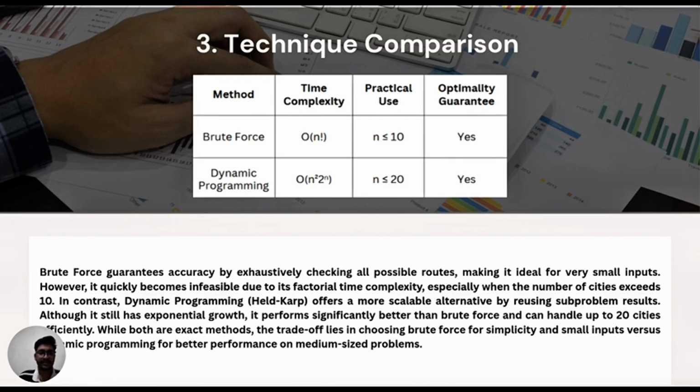Brute force guarantees accuracy by exhaustively checking all possible routes, making it ideal for very small inputs. However, it quickly becomes infeasible due to its factorial time complexity, especially when the number of cities exceeds 10. In contrast, dynamic programming, which is the Held-Karp algorithm, offers a more scalable alternative by reusing sub-problem results. Although it still has exponential growth, it performs significantly better than brute force and can handle up to 20 cities efficiently. While both are exact methods, the trade-off lies in choosing brute force for simplicity and small inputs versus dynamic programming for better performance on medium-sized problems.